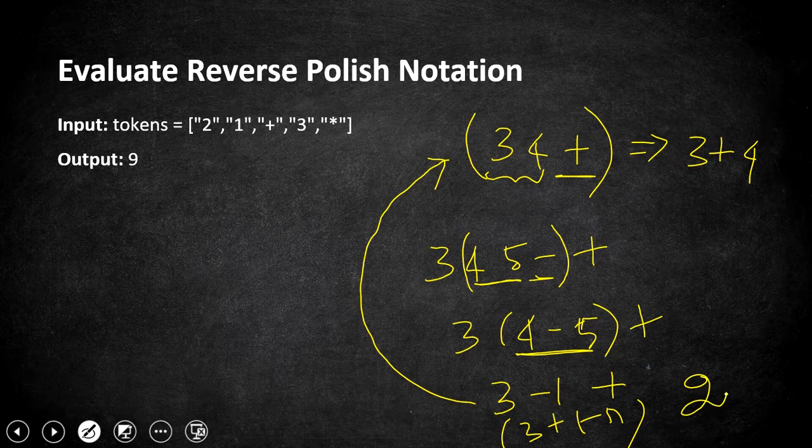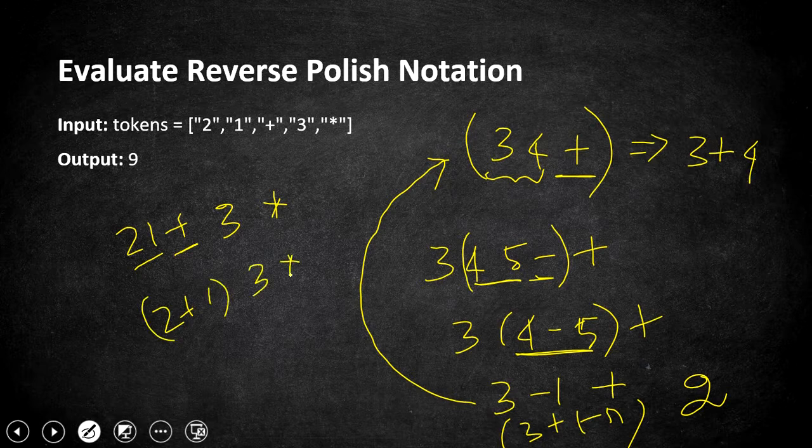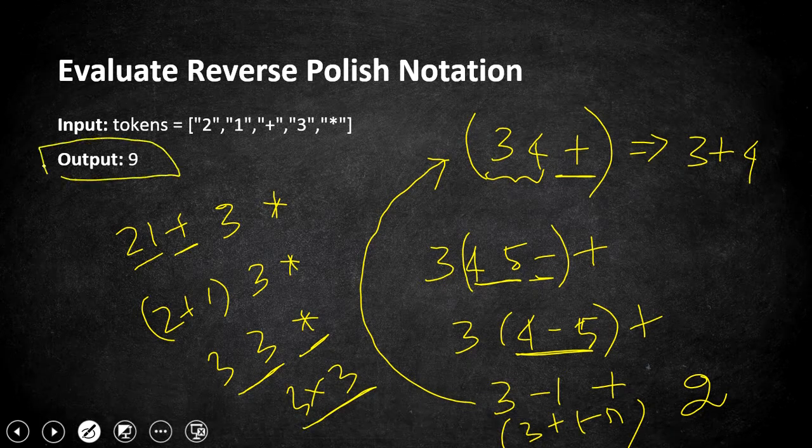Now getting back to our example, the input given is 2, 1, plus, 3, star. As I said, two operands and one operator. So this is going to be 2 plus 1, then 3 star. Now 2 plus 1 is going to be 3, then 3 star. Again two operands and one operator, so this is represented as 3 star 3, and 3 star 3 is going to be 9, and that is going to be our output.